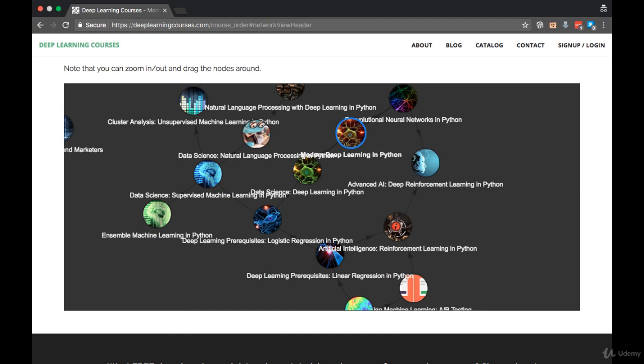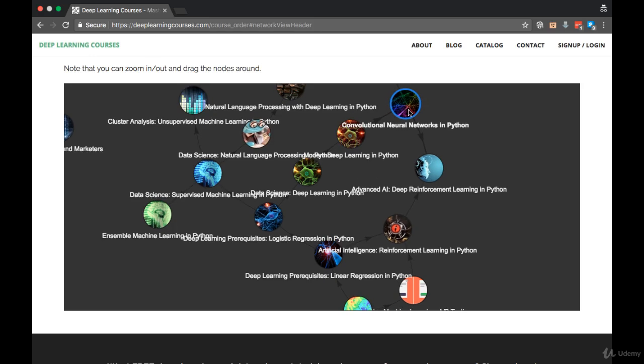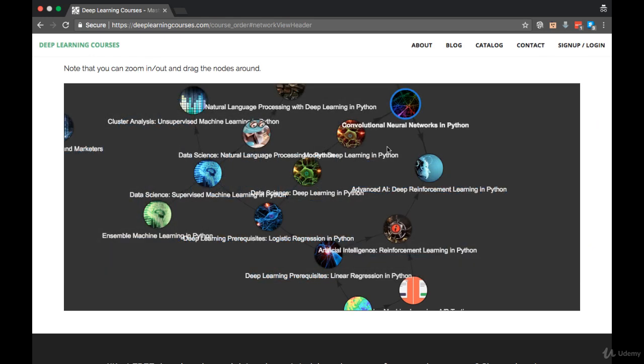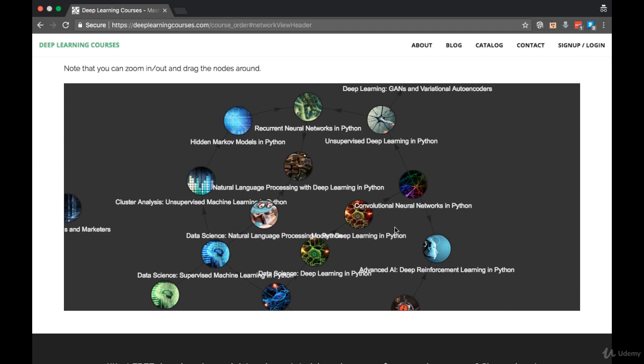So that brings us to the next course in the Deep Learning series, Convolutional Neural Networks, or Deep Learning in Python Part 3. This is all about how to incorporate convolution into neural networks and what convolution is in the first place, and how that helps us make use of the structure of images. Let's scroll up a bit.